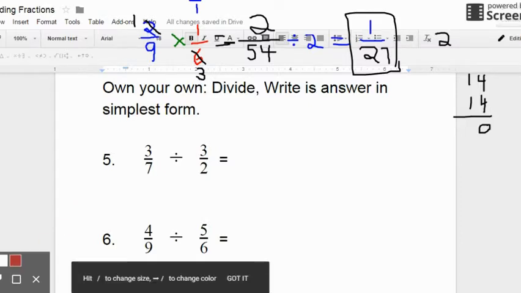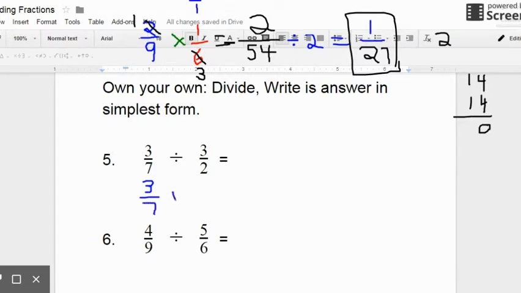All right, welcome back. Let's check this out. We're going to do our keep, change, flip. Remember, we have to change this first. So keep. We're going to change this to multiplication. So that's our reciprocal of 3/2, which is 2/3. Like I said, I'm going to use method 1 here.